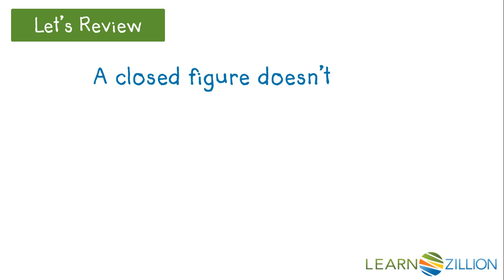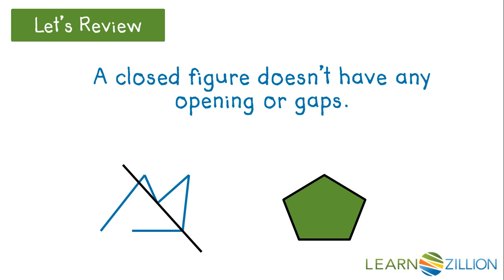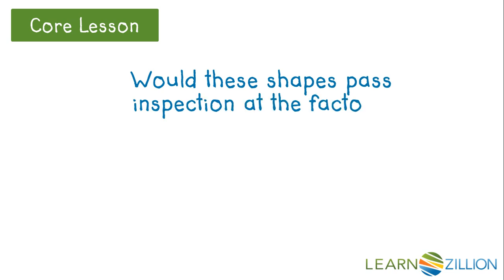You remember when we talk about a closed figure, it is a shape that doesn't have any opening or gaps. As I look at this first shape, I notice it has a gap. While the shape on the right is closed without any openings or gaps. If we were inspecting these shapes at the factory, which ones would pass inspection?